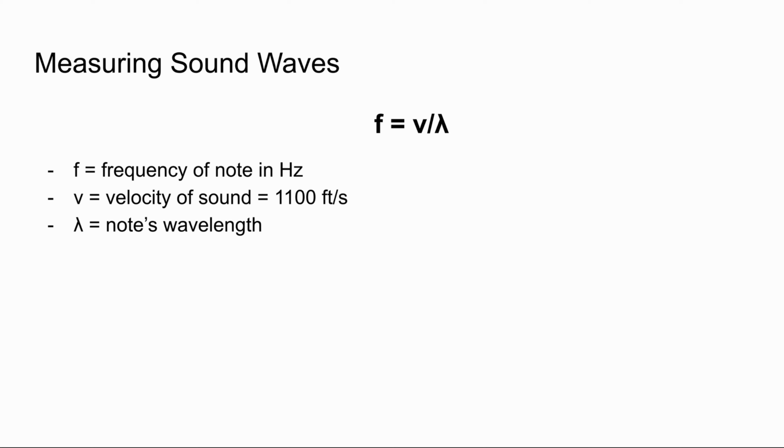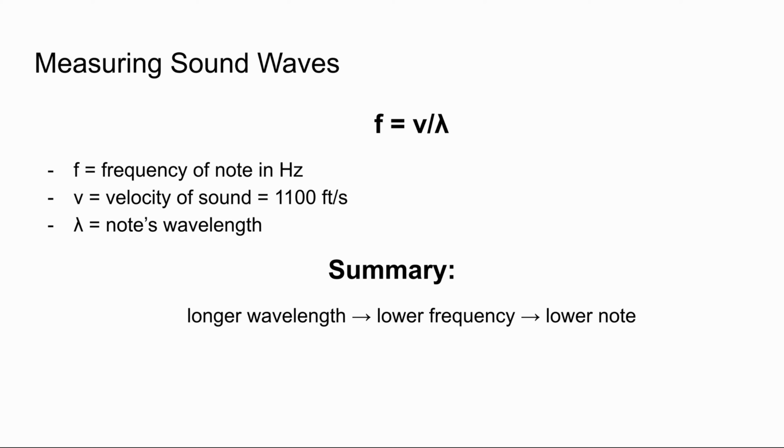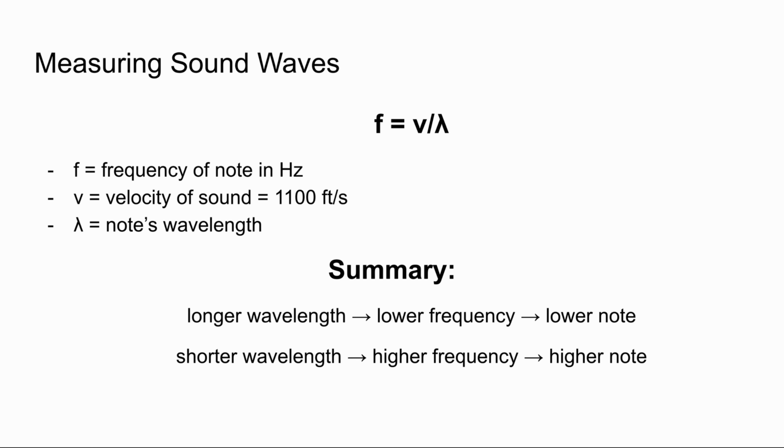Frequency is what determines how high or low a note is. The lower the frequency, the lower the note, and the higher the frequency, the higher the note. This means that longer sine waves will sound lower, and shorter sound waves will sound higher. So now that we understand how to measure frequencies, let's move on to just intonation.